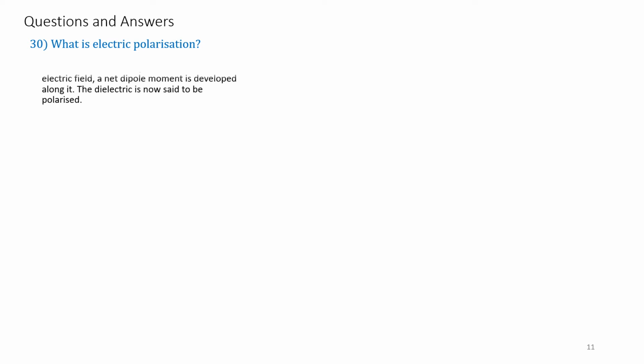What is electric polarization? When a dielectric is placed in an external electric field, a net dipole moment is developed along it. The dielectric is now said to be polarized. So, in the presence of an external electric field, a dipole moment is developed, and such dielectrics are polarized. The dipole moment acquired per unit volume is known as polarization, capital P.